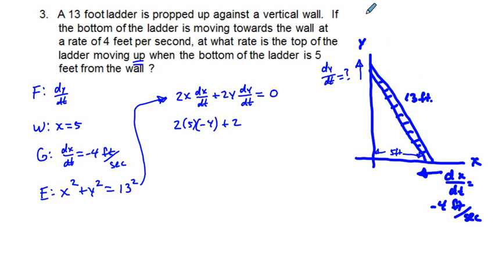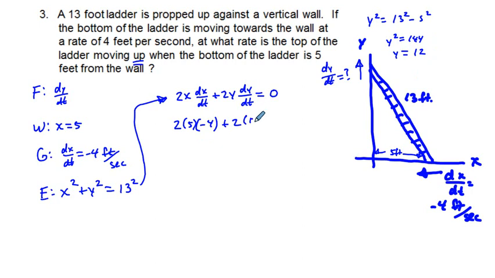So we're going to have b squared, we'll say y squared is going to be equal to 13 squared minus 5 squared. So y squared is equal to 144. So y is equal to the square root of 144, which is plus or minus 12. But in this case, we have plus 12.